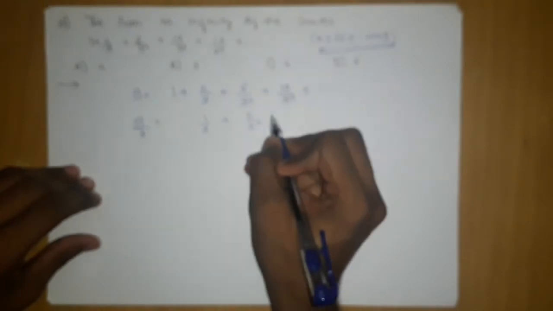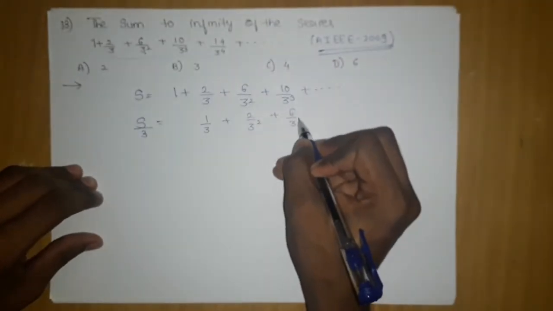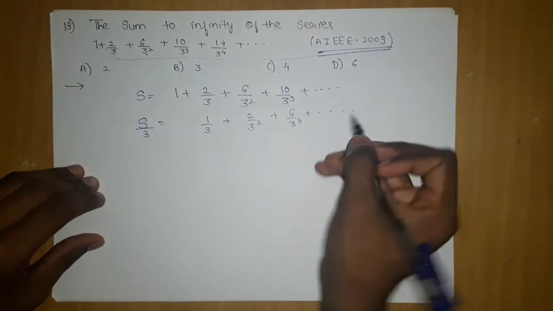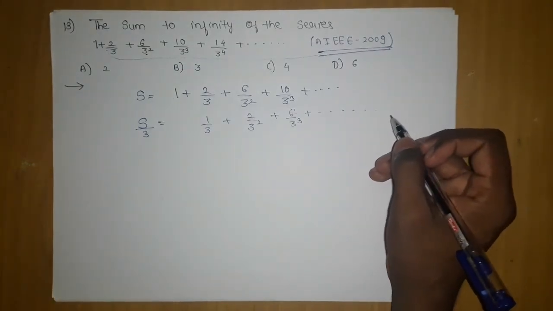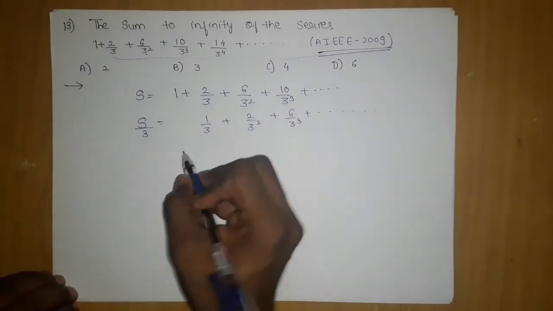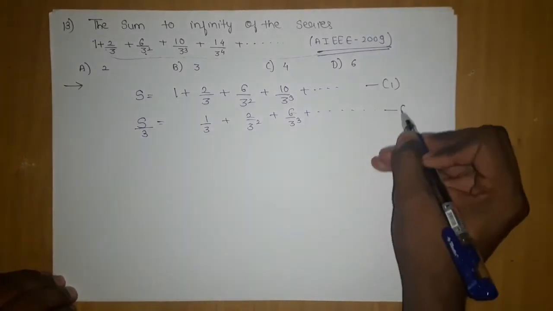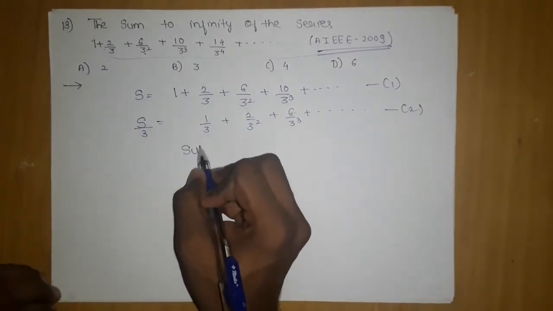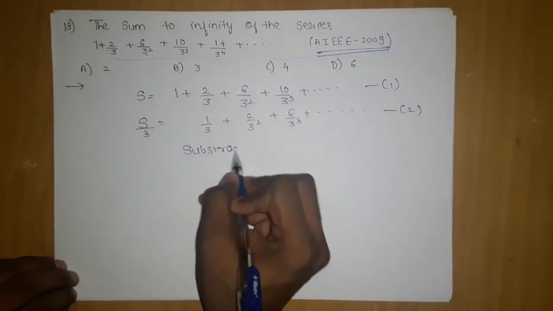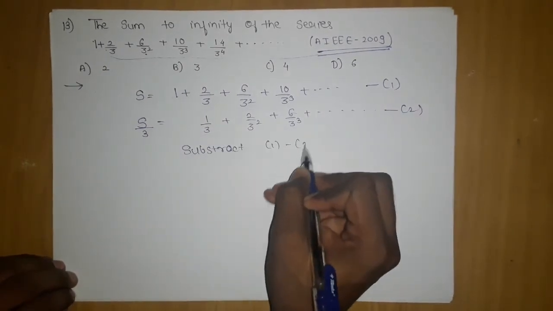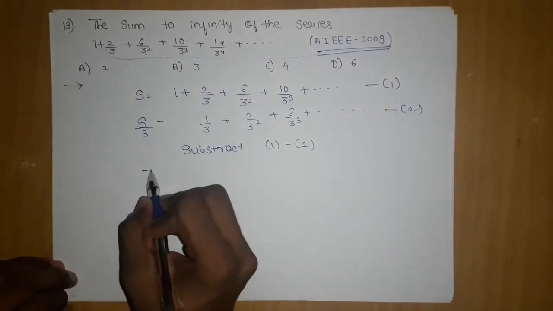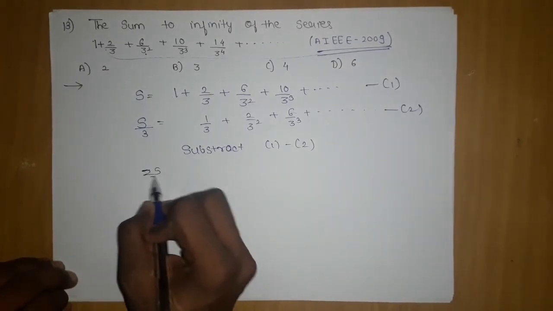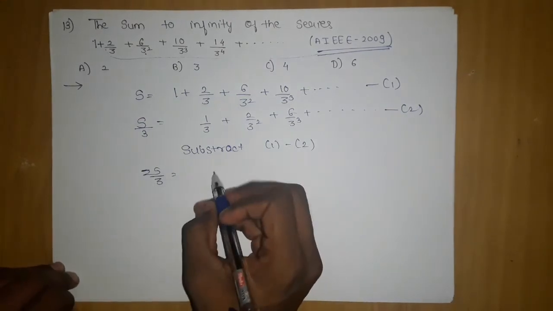So what we are getting is 1 by 3, 2 by r square, 6 by r cube, and so on. It is going to infinity, so we don't need to identify the Tn term. So we will subtract. We will call it 1 and 2, and always subtract 1 minus 2. That is the rule. Always subtract.